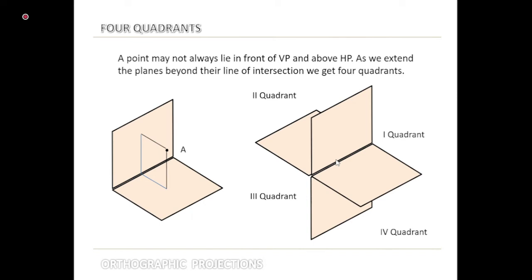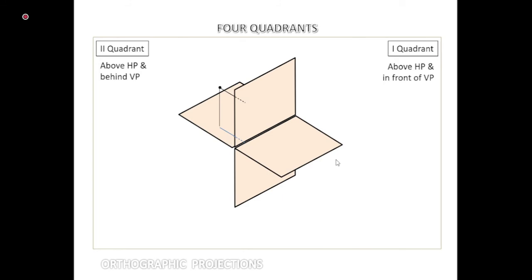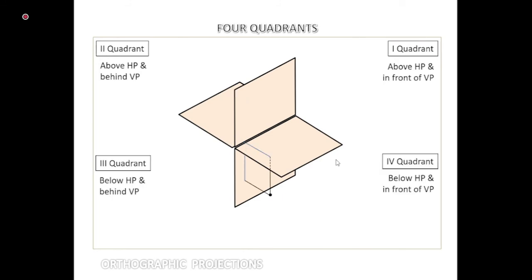I believe you all are familiar with this. Even in trigonometry it has been used. So first quadrant, second, third, fourth. We talk about location with respect to the vertical plane and horizontal plane. So these are the 4 quadrants. First quadrant: above HP, in front of VP. I will go quickly because I guess you have studied this in engineering drawing. Second quadrant: above HP, behind VP. Third quadrant: below HP, behind VP. And fourth quadrant: below HP, in front of VP.